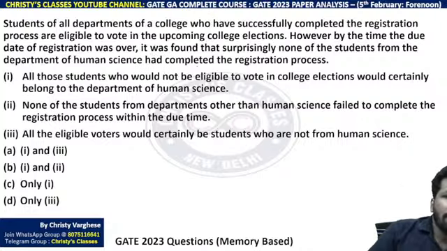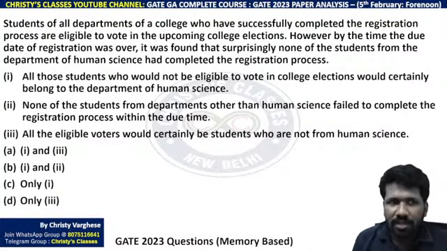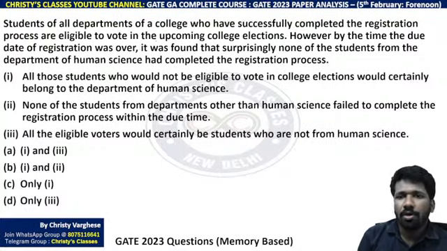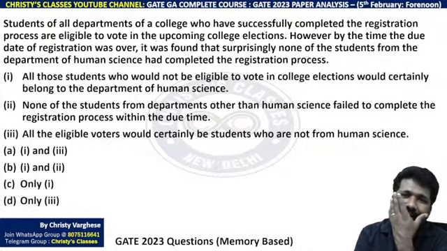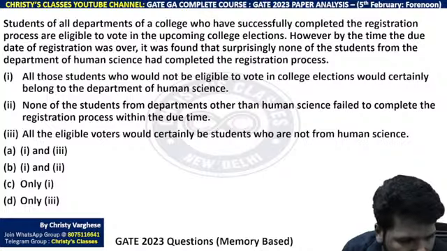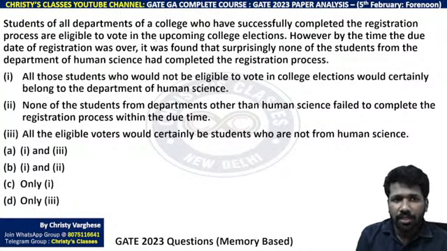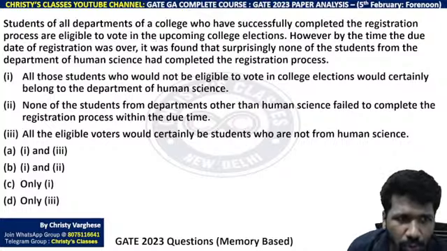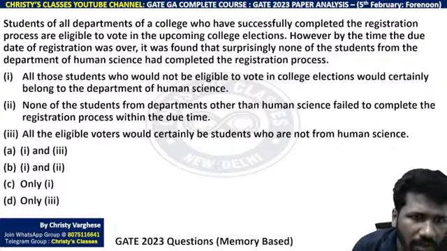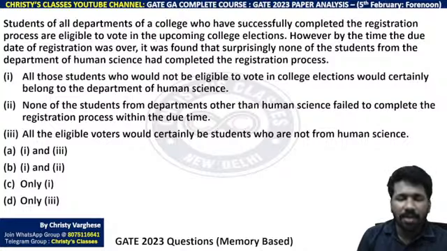Students of all departments of a college who have successfully completed the registration process are eligible to vote in the upcoming college elections. So, इसका registration complete हुआ तो definitely voting के लिए eligible है वो सारा student, सारा department का सारा students. However, by the time the due date of registration was over, it was found that surprisingly, none of the students from the Department of Human Science had completed the registration process.